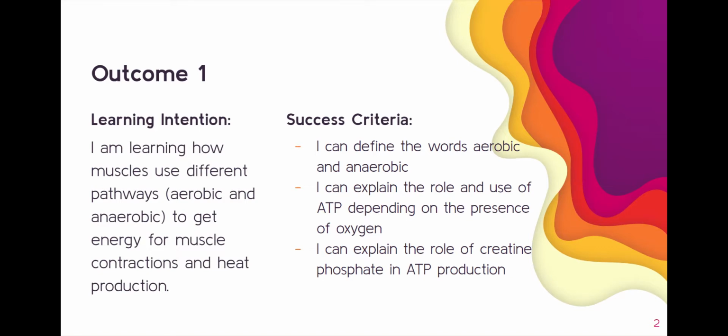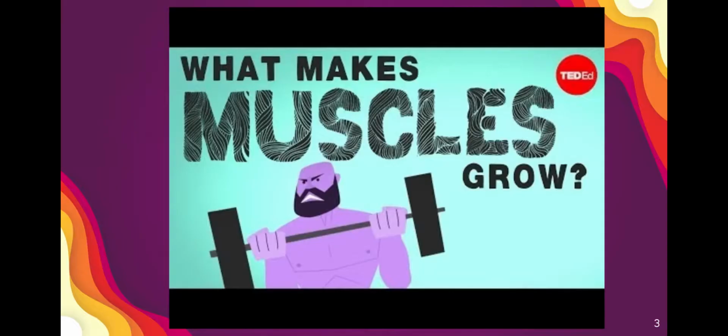We are going to make sure that you can define the words aerobic and anaerobic, explain the role and use of ATP and whether or not oxygen is present, and explain the role of creatine phosphate in ATP production.